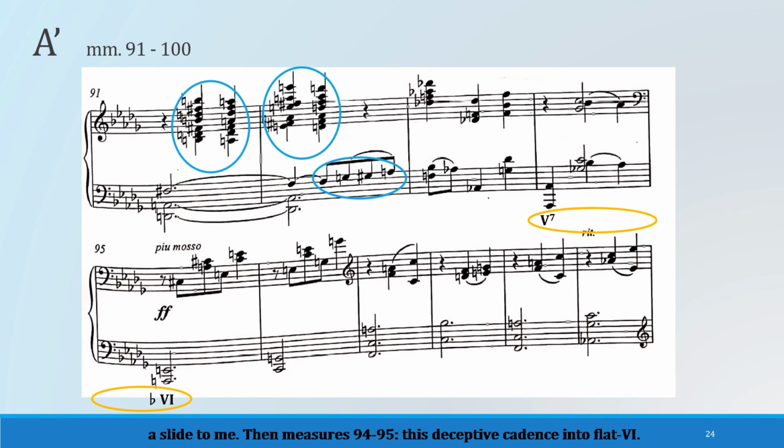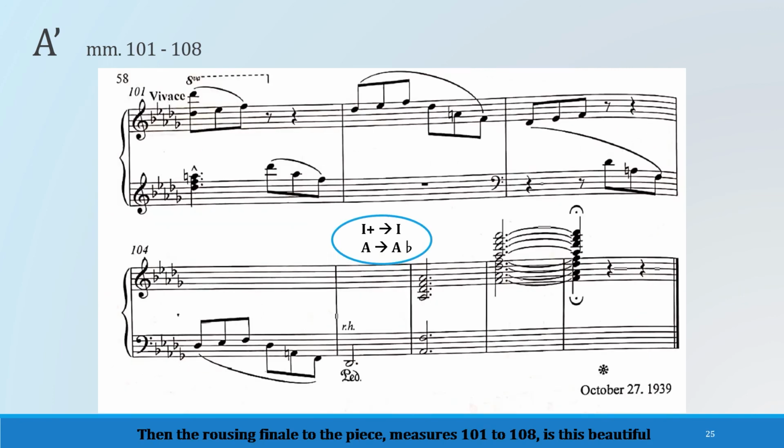And then measures 94 to 95, this deceptive cadence into flat 6. 5/7 of flat 6 is a big, nice slide in the left hand as well. And then the rousing finale to the piece, measures 101 to 108, is this beautiful D flat augmented arpeggiation down from up high all the way down low.